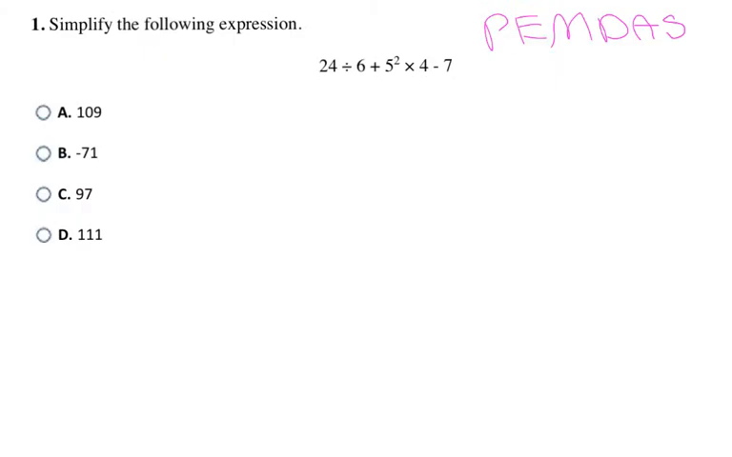So here's our first problem. With order of operations, you're going to do parentheses first. Well, I don't have any parentheses, so I don't have to do the P. Now I do have exponents, so I'm going to do that exponent first. So 5 squared is 25. And then I'm going to copy down everything else in front of it and behind it.